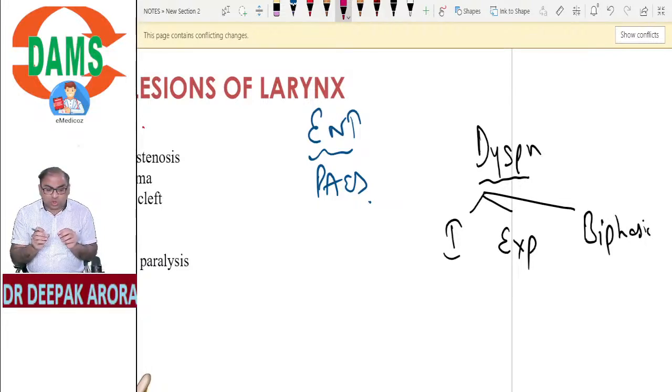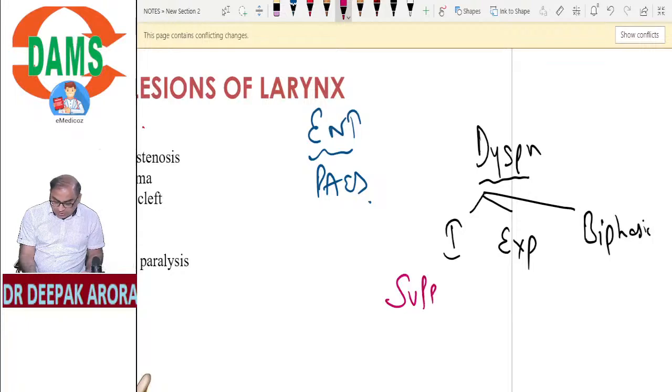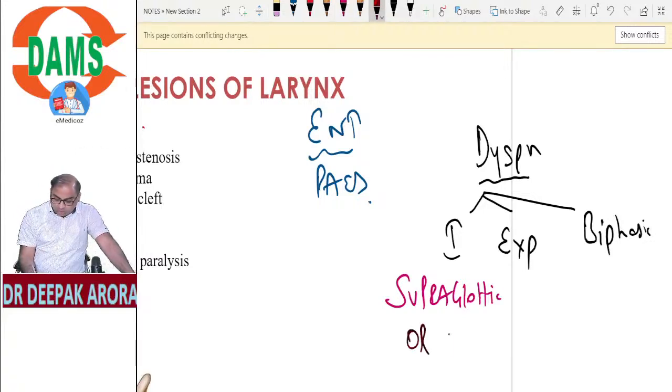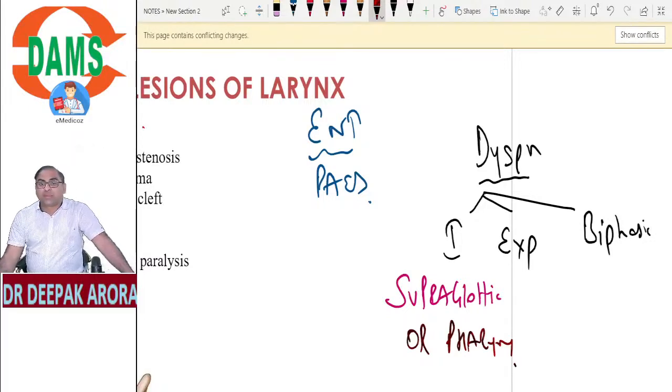If there is any issue with the supraglottic area, like epiglottis, epiglottic fold, any pathology, any inflammation, any tumor, this supraglottic will fall down and will cause which dyspnea? Everybody should update in the chat box. Which type of dyspnea will be there in supraglottis or pharynx, if the examiner is giving you the option? In the next 1 hour, I will be trying my best to give you all the important concepts of this topic. So let us start.